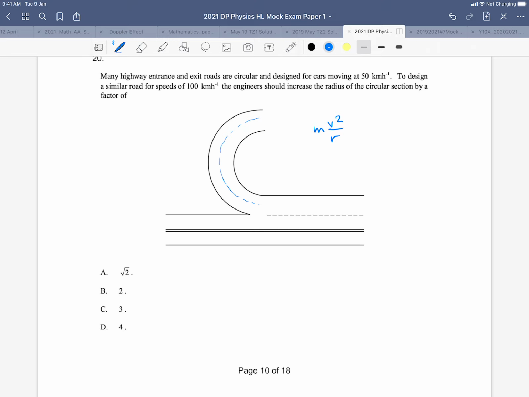Now, if you want to design a similar road for twice the speed, but this force has to be constant, right? So the tires and the road don't change, the friction force is this. So if V doubles, how does R have to change in order for this to be the same? Well, because V is squared, R has to quadruple to give you the same force. Okay? So when V doubles, R has to quadruple to get the same centripetal force.